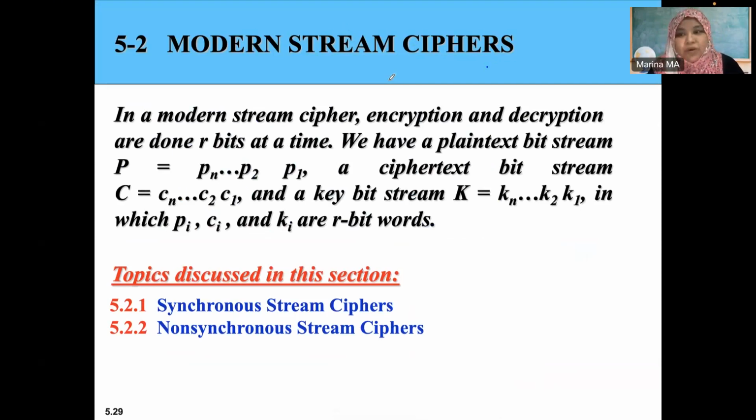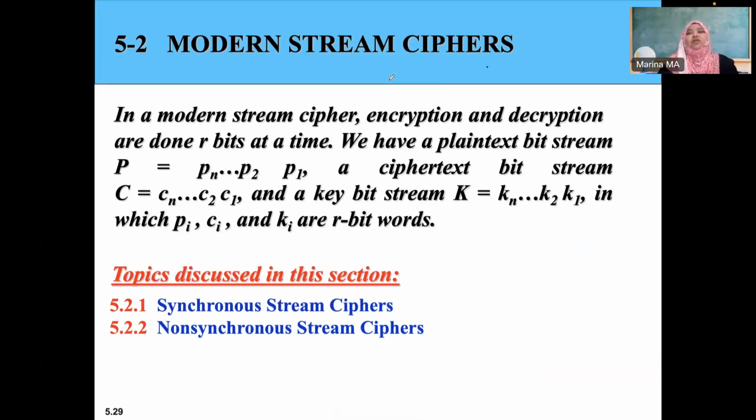Cipher, the modern kind, can also be stream. Block is where you split it into different chunks of blocks. But in a modern stream cipher, encryption and decryption are done R bits at a time, whether 1 by 1, or 2 bits by 2 bits, or 3 bits by 3 bits.